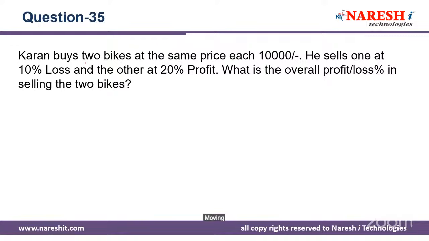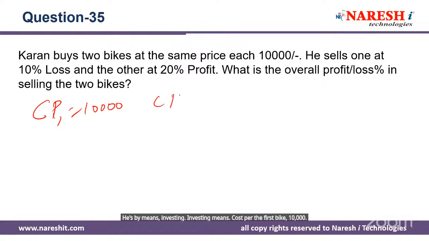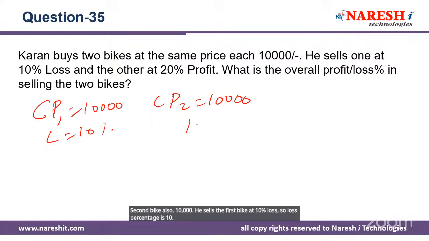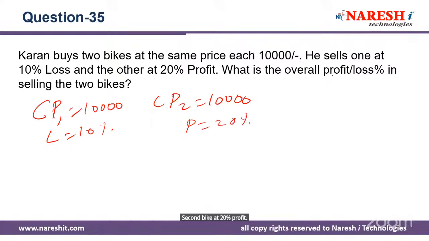Moving to the next question, 35, again from profit and loss. He buys two bikes at the same price, each 10,000. Buying means investing. Investing means cost price of first bike 10,000. Second bike also 10,000. He sells the first bike at 10% loss. So loss percentage is 10. Second bike at 20% profit. Find the overall profit or loss of the two bikes.